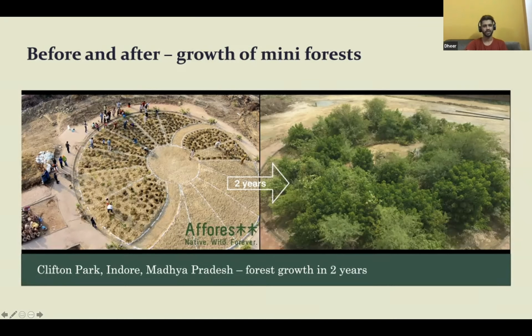So Shubhendu has done some projects in Bangalore also. One is at the International Airport. Next time you walk over there, just have a look. He has constructed a forest over there.